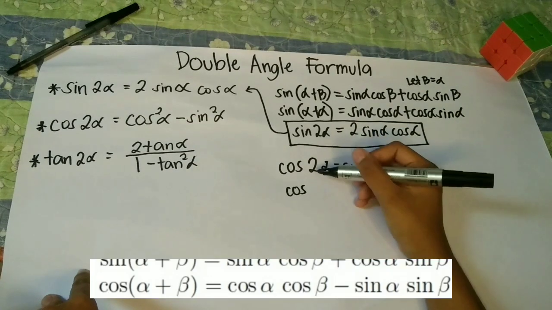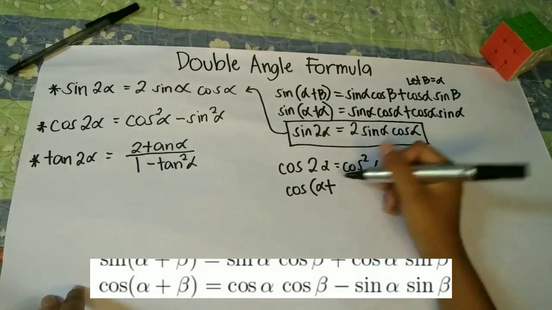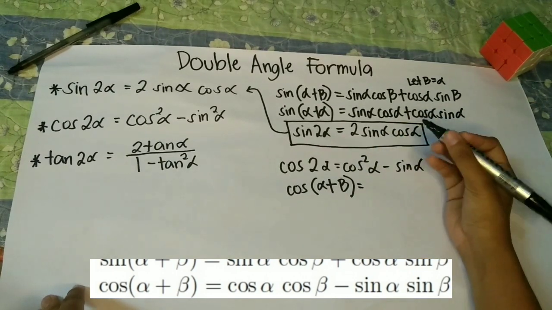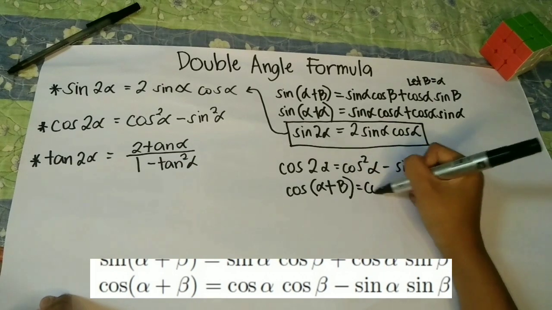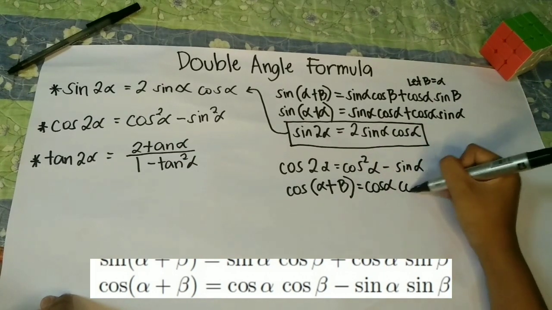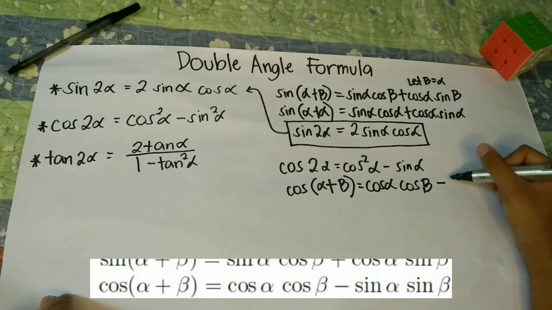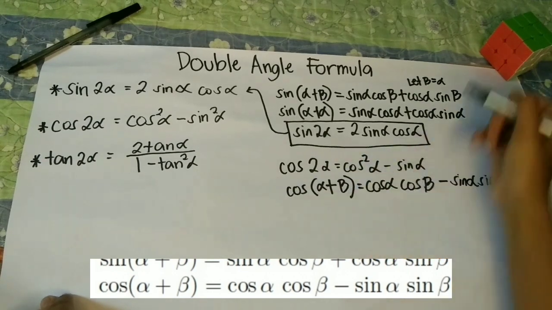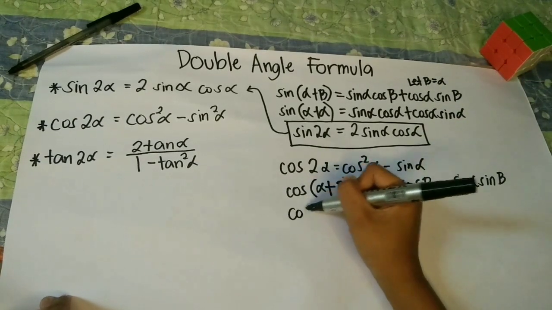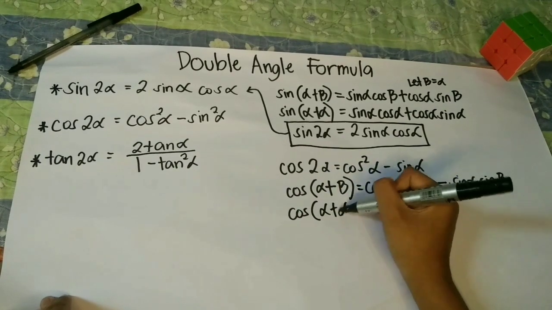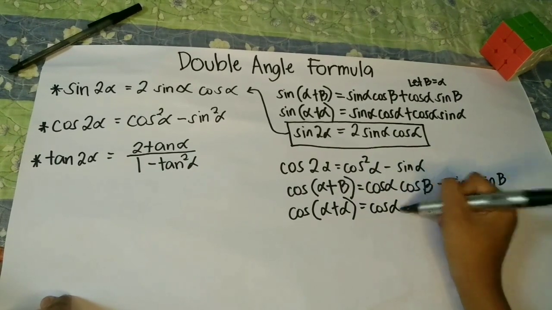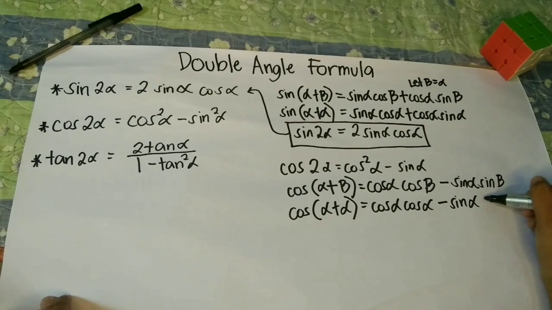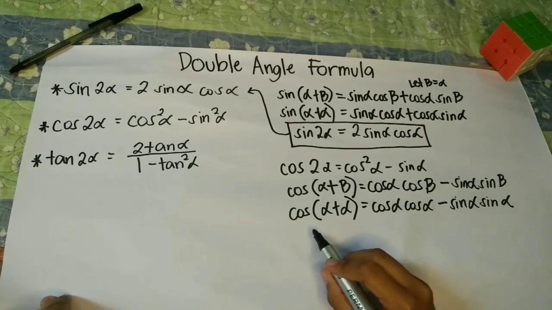So for the cosine, cosine alpha plus beta is equal to, so again, we need to use the addition formula of the two angles. So cosine alpha cosine beta minus sine alpha sine beta. So again, let beta is equal to alpha. So it will be cosine alpha plus alpha is equal to cosine alpha cosine alpha minus sine alpha sine alpha.